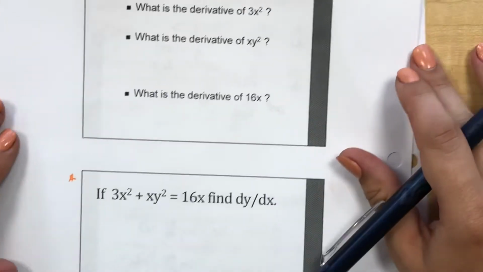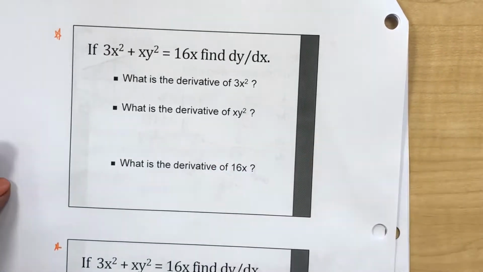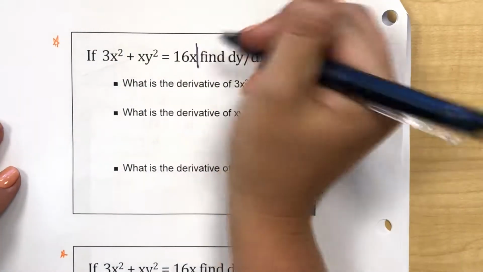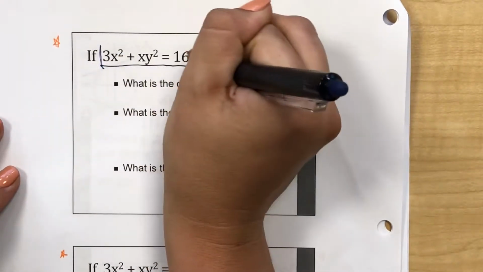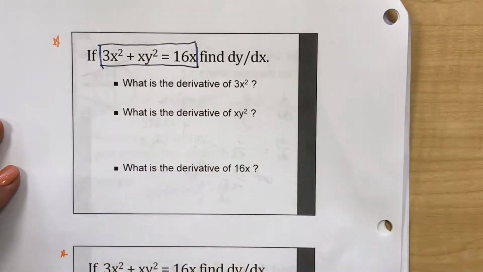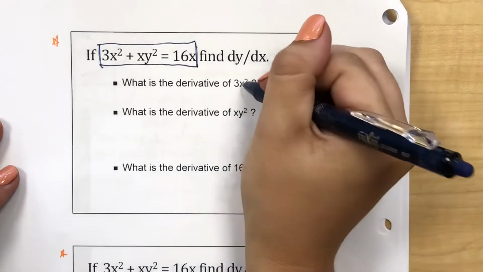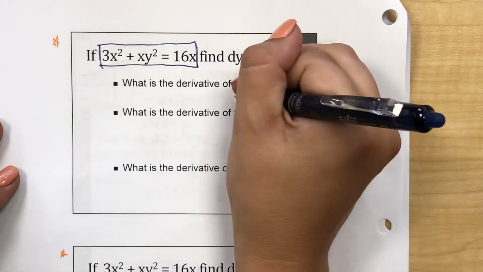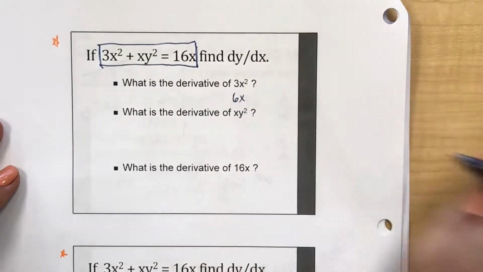All right, let's keep going. Let's do this one. So I have this function here: 3x squared plus xy squared equals 16x. What's the derivative of 3x squared? Nothing's changed. 6x to the first.